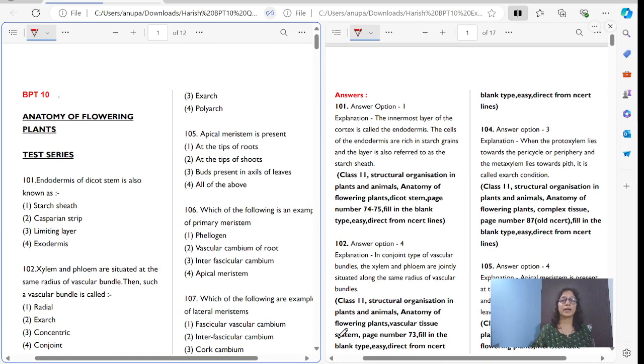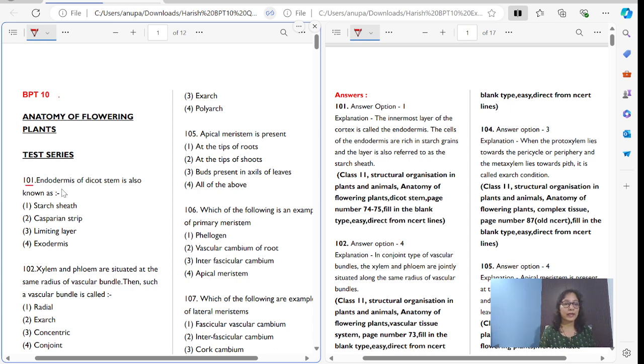My name is Anupam Sinha and I am working as biology subject matter expert here at Memorise. Today I am going to discuss the BPT-10 test series and the topic is anatomy of flowering plants. So let's start. Question number 101.